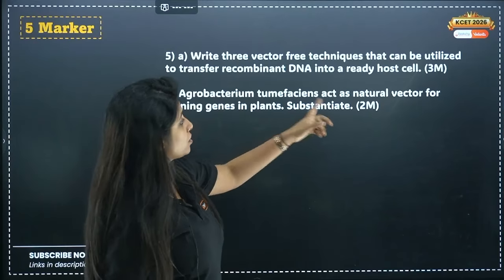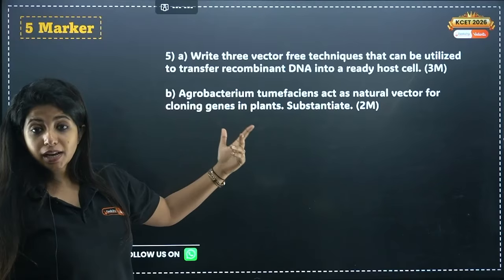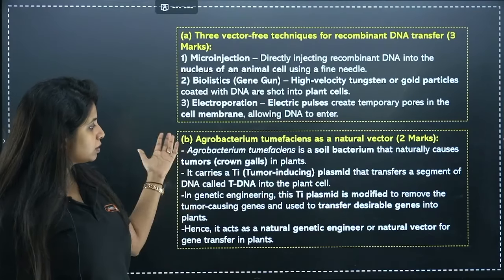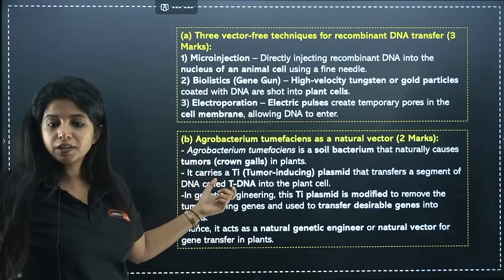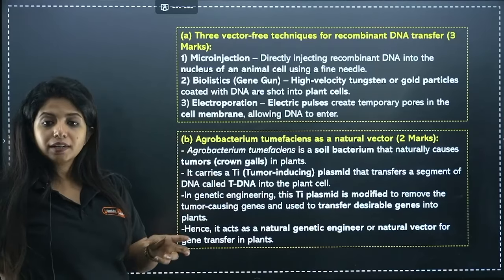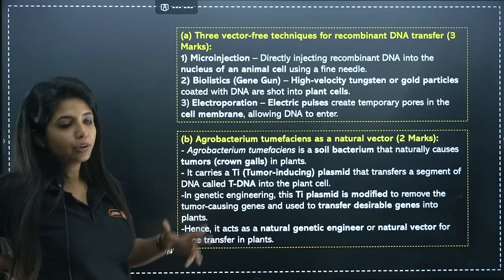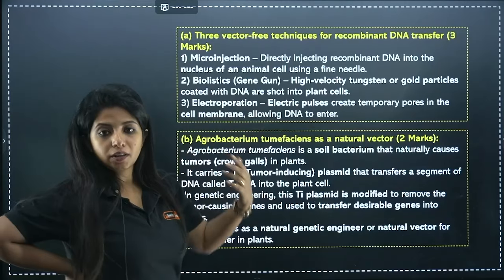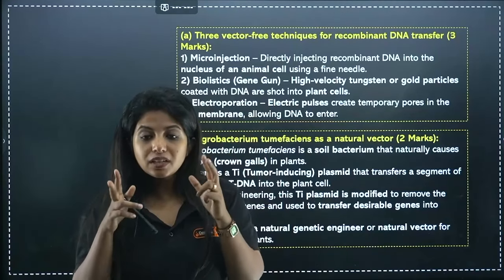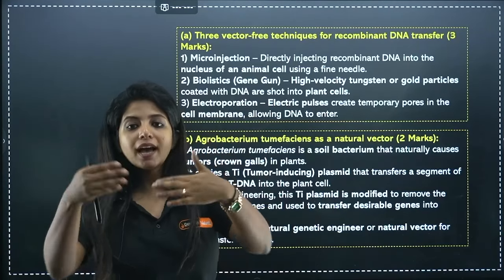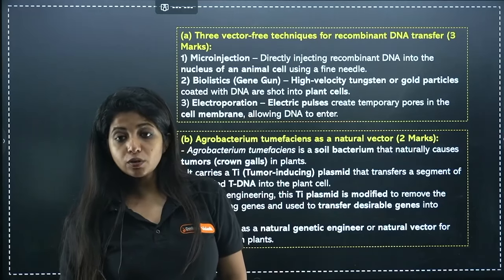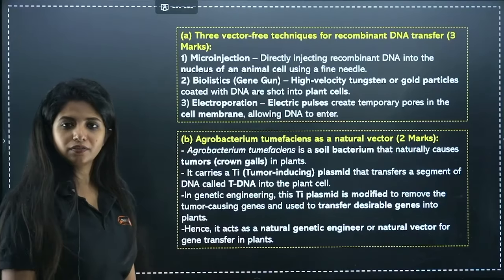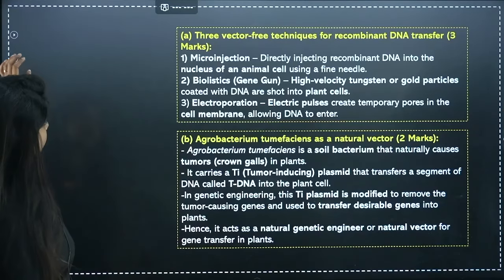Agrobacterium tumefaciens acts as a natural vector for cloning genes in plants. Substantiate, you have to explain all of it. We already spoke about it. It has the tumor-inducing plasmid, you have the T-DNA, you remove that T-DNA, put the gene of interest, and then you do the transfer. Over here, microinjection, biolistic, and electroporation are given. Electroporation is another method where you give electric impulses so that it creates pores and the DNA can be taken up. That is also a vector-free method. Or else you give heat shock treatment, that's all.